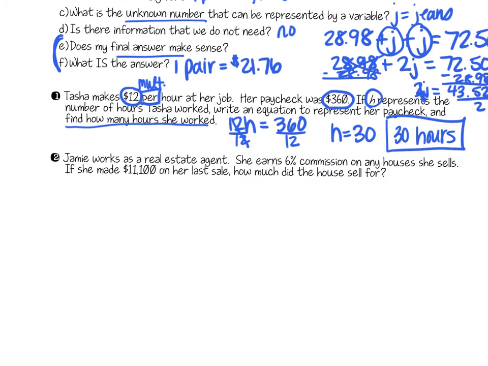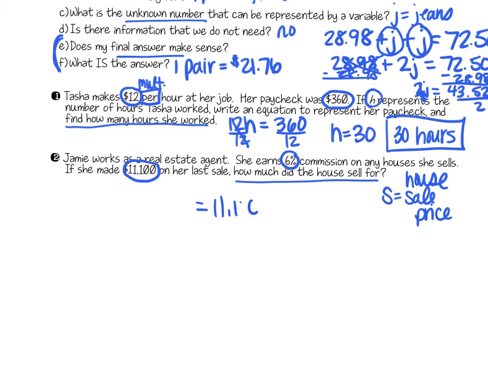All right, last one here. Jamie works as a real estate agent. She earns 6% commission on any houses she sells. If she made $11,100 on her last sale, how much did the house sell for? So I'm going to use S to represent the sale price of the house. We know her total, so she made $11,100, but we don't know the sale price. So it's going to be something S.